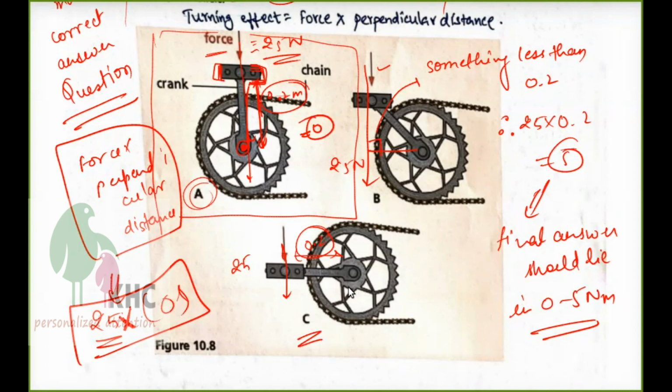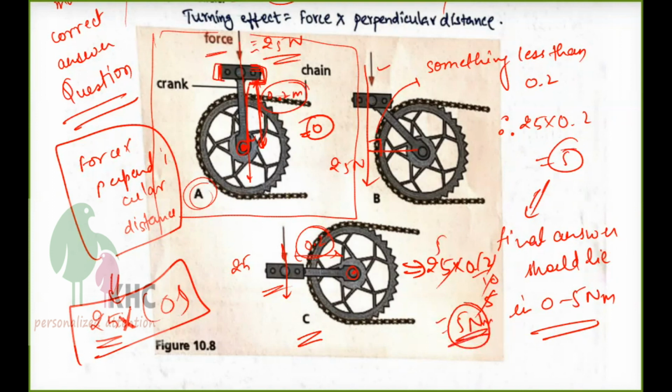See, this is your axis, this is the force. Here there is a distance. So what should be the moment of this force? 25 times 0.2. Yes, absolutely correct. That's going to be 5 newton meter.